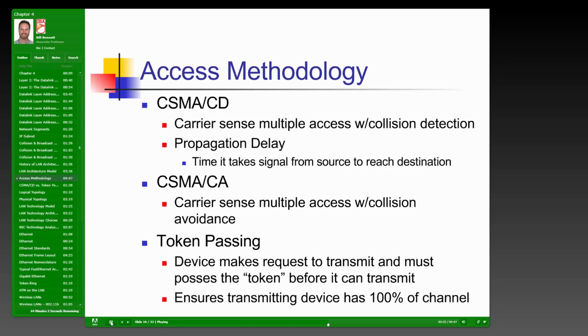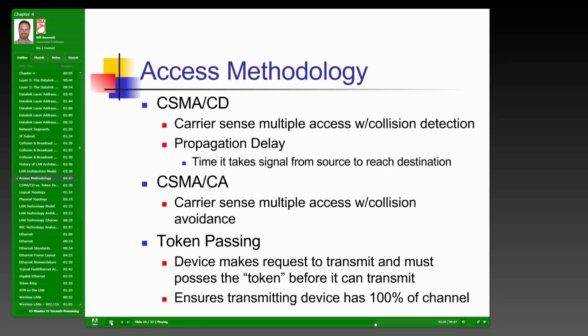There was propagation delay, as it says there in the second bulleted item for CSMA/CD, because it does take a little bit of time for the signal from the source to reach its destination. CSMA/CA was originally developed for the Apple LocalTalk networks, and that stands for carrier sensing multiple access with collision avoidance. In this case, the sending device would put a little message out onto the media before it sent the actual message. If that little message hit another message and collided, then the sending device would know to hold off.